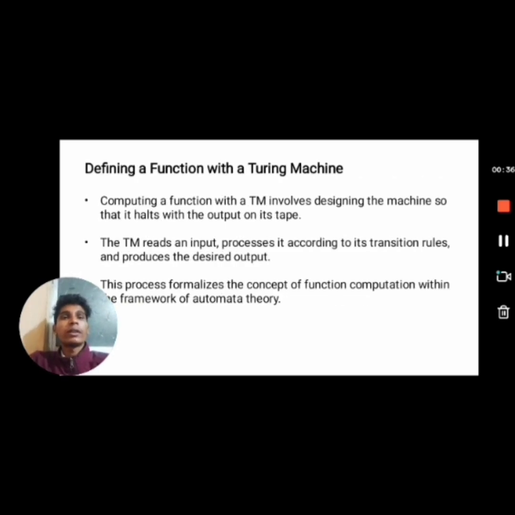Defining a function with a Turing machine: computing a function with a TM involves designing the machine so that it halts with output on its tape. The TM reads an input, processes it according to its transition rules, and produces the desired output. The process formalizes the concept of a function within the framework of automata theory.